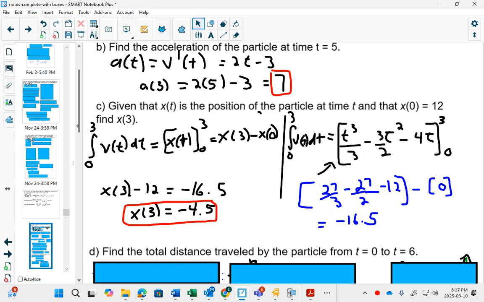But overall, as far as a thinking process goes, what's going to be the most helpful is for you to realize that when you integrate a rate of change, it's going to show you an accumulation of change. So from time 0 to time 3, we have an accumulation of a minus 16.5 of change. Meaning wherever you started, you have to go back minus 16.5. The question told us you started at 12. That means 3 seconds later, you're going to go back minus 16.5. You're going to end at minus 4.5.